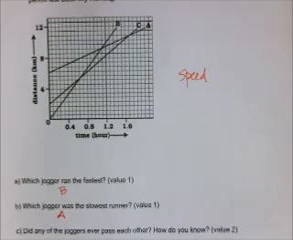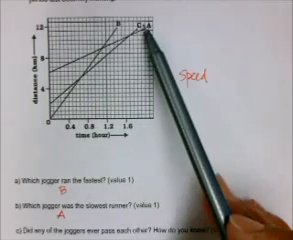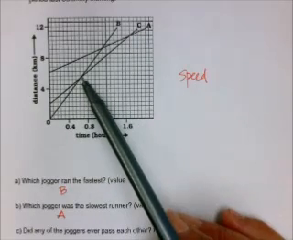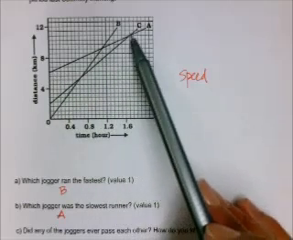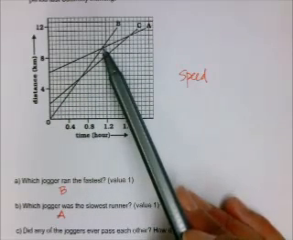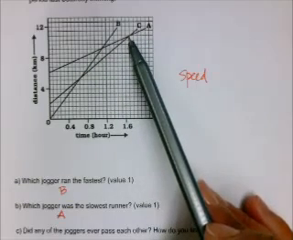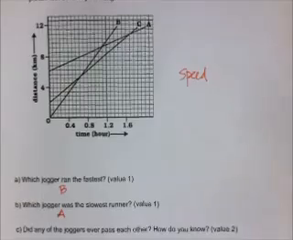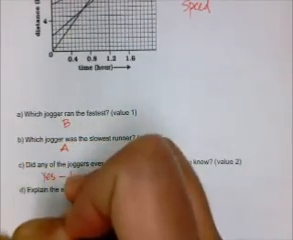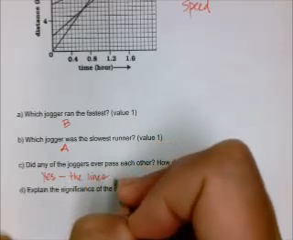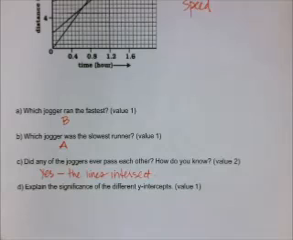Did any joggers ever pass each other? And how do you know? Well, look at this. Jogger B and Jogger C, excuse me, cross each other right here. And then Jogger B and Jogger A cross each other right there. And then Jogger A and Jogger C cross each other right there. So how do we know? The lines intersect. Yes, they did. The lines intersect. That shows that they've crossed each other.